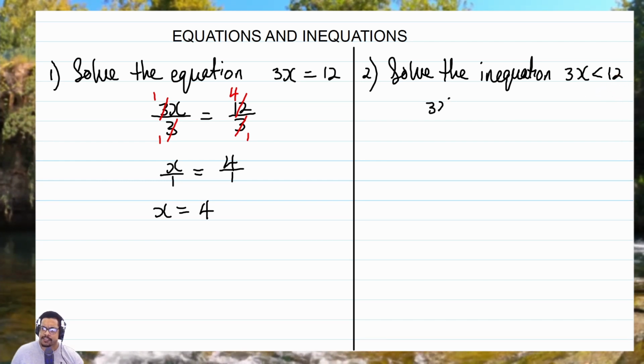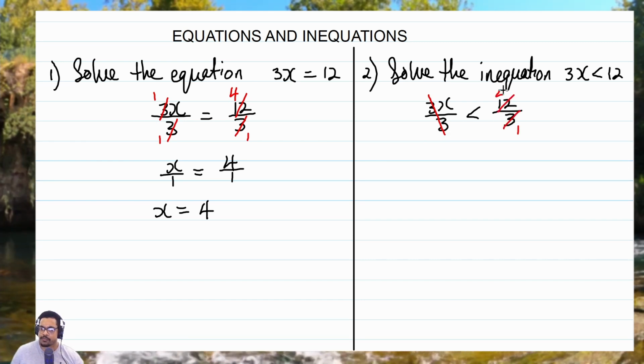So I'll have 3x divided by 3 is less than 12 divided by 3. And likewise, the 3's will cancel out each other. I'll say 3 into 3, 1, and 3 into 12, 4. So my answer will be x is less than 4.